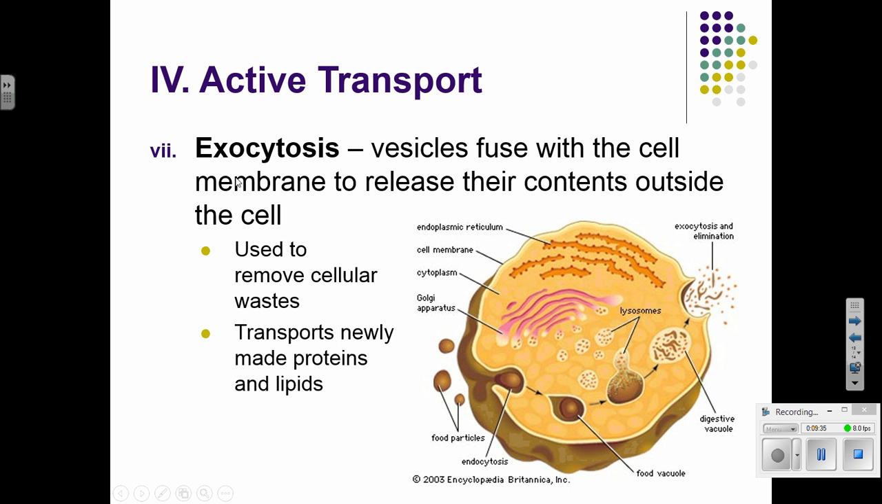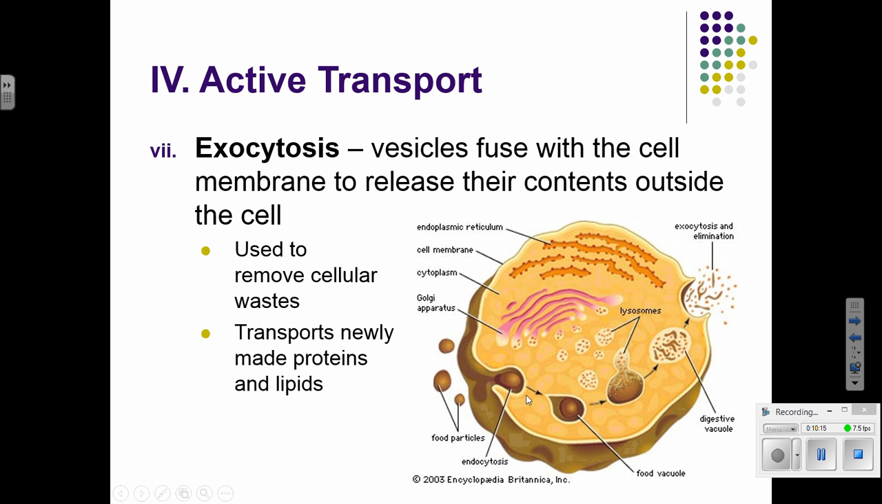Then the opposite would be exocytosis. Exo is out, so it's the process of bringing something out of a cell. This is when we have waste materials, maybe some cell debris. We can also transport newly made proteins or newly made lipids. Those are usually within a vesicle anyway as they come off the Golgi apparatus or the endoplasmic reticulum. Those vesicles head towards the cell membrane, fuse with the cell membrane, and then we release whatever was in that vesicle to the outside world. The vesicle surrounding is made of lipids, so it just becomes part of your cell membrane.